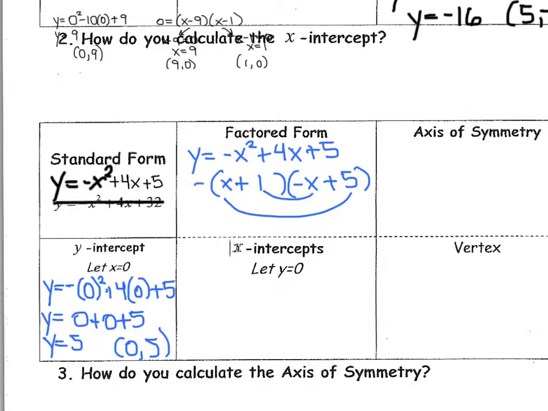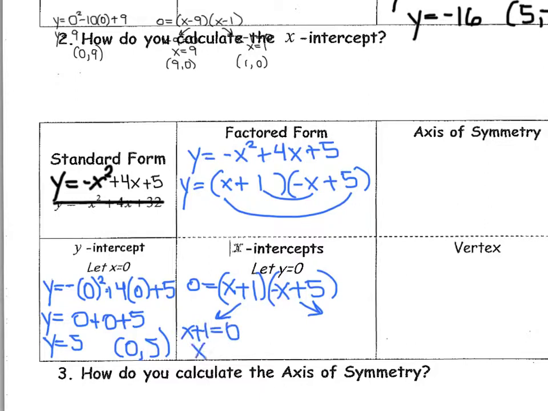Now we set that equal to 0 to find the x-intercepts. So I have (x plus 1) times (negative x plus 5). Now set each of those equal to 0, and you can find your x-intercepts. x plus 1 equals 0, so x equals -1, and then negative x plus 5 equals 0. Now be careful with the negative, so you get -x equals -5, which means positive x equals positive 5. So we have our two x-intercepts at (-1, 0) and (5, 0).